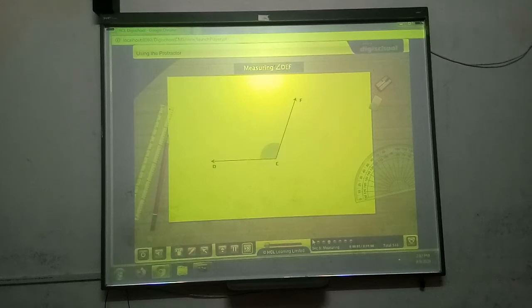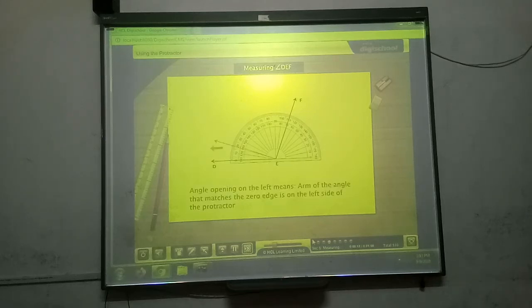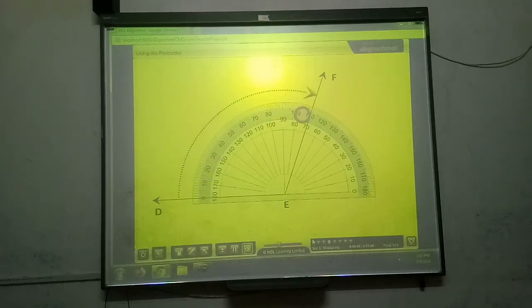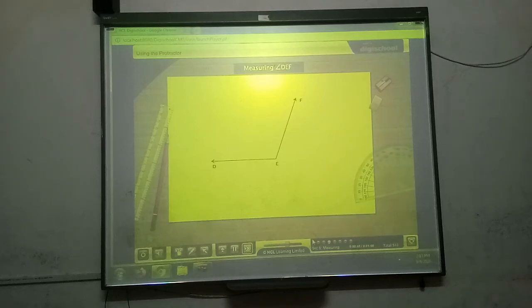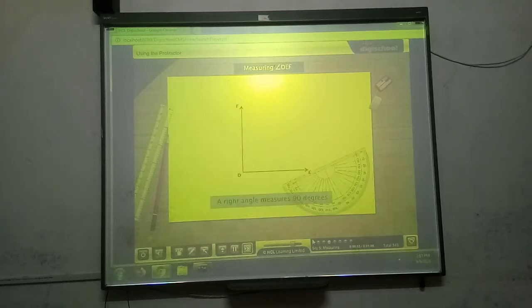Now let us find the angle DEF. Place the center mark of the protractor at the vertex of the angle, represented by point E. The zero edge must be in line with ED. As this angle opens to the left side, we use the top row. Start to read from 0 of the top row markings. Read the number in the top row where the arm EF meets the protractor. It shows 110. So, the angle DEF is 110 degrees. This is an obtuse angle as it is greater than 90 degrees. When an angle measures 90 degrees, it is called a right angle.